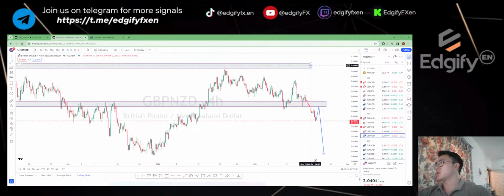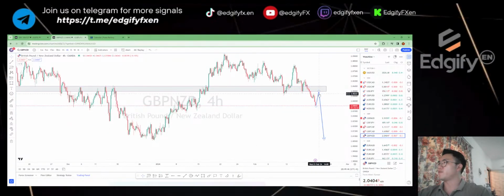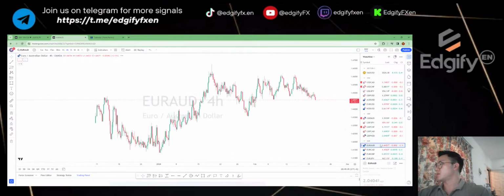Okay, so I'm just using this level. Basically, I'm not going to move my zone. If I set my zone, then I'm going to stick to my zone. Okay, so I'll be using this level. I'm going to wait for a retest before I start selling.